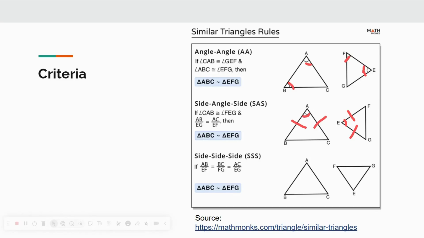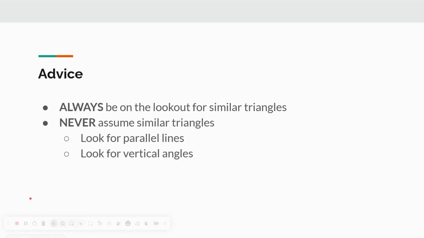So that's AB and EF, BC and FG, and AC and EG. Some things you want to look for in geometry problems: always look for similar triangles because they can simplify difficult problems. But you never want to convince yourself that triangles are similar, because then you can make a mistake.